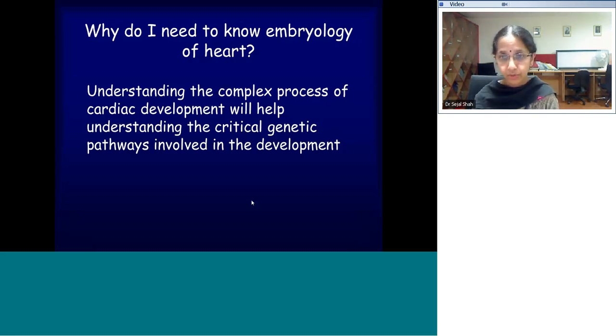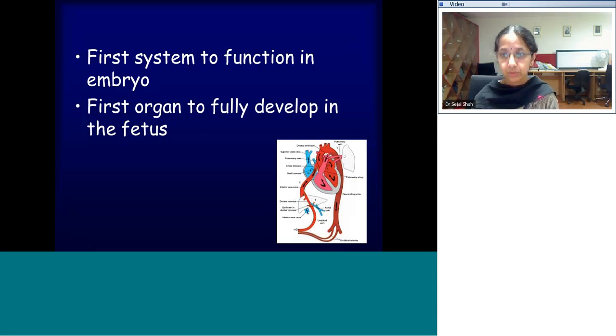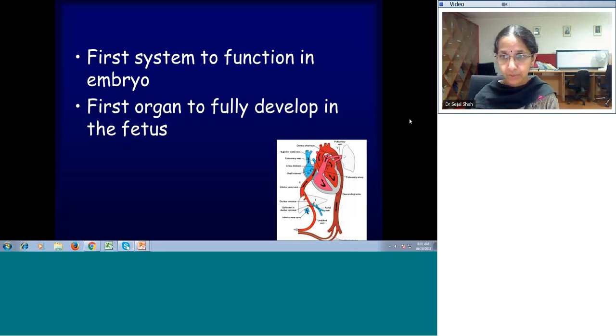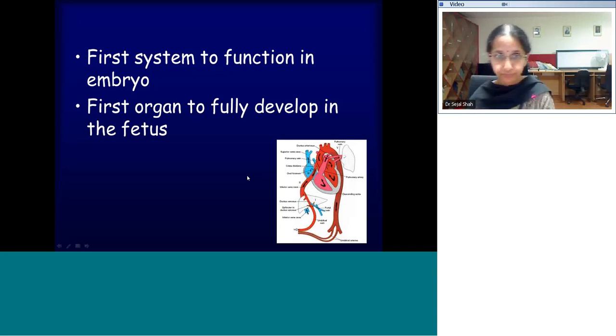Now before we go into it, two things which are so special about the heart is that it is the first system to function in the embryo and it's the first organ to fully develop. That means structurally and functionally the heart is the first organ. Now when we think about the heart, it is going to be in terms of the development of different structures, the flow of blood inside the heart, and also the conduction system.